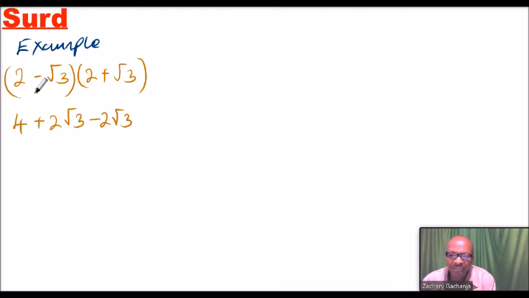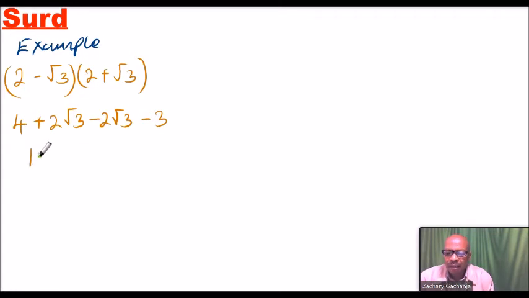Take note of this minus, very important. So that will give us minus. Minus and positive, when you multiply, you get negative. So this means that this will be minus 3. So we can now say 4, a whole number, minus 3 will give you 1.